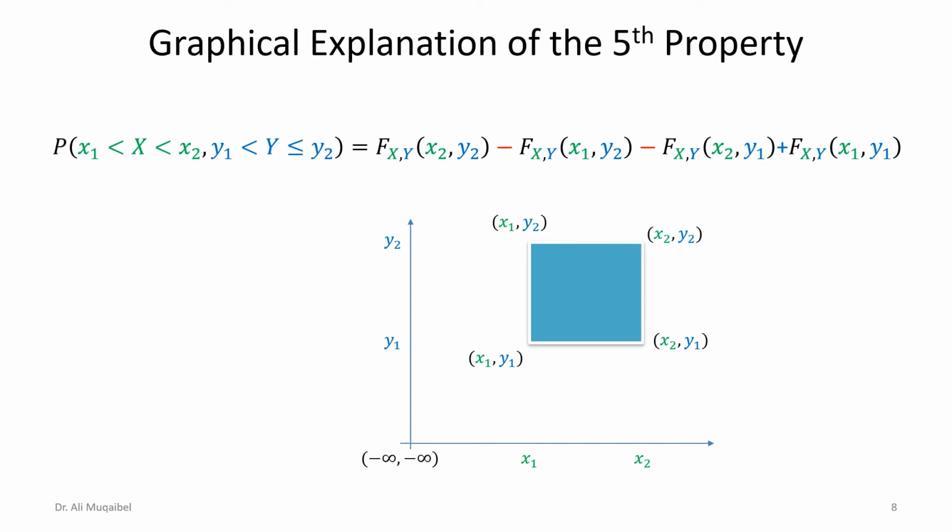All right, this is property number 5. Let's explain how we got it. If you want to find the probability in the following range, here is the X range and here is the Y range. You're looking at this square. You want to find this probability.